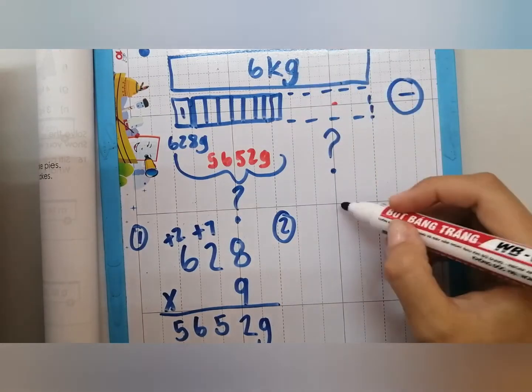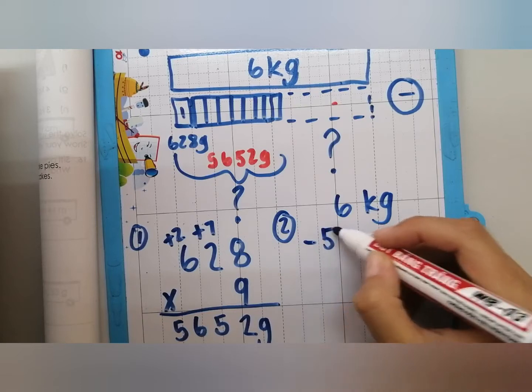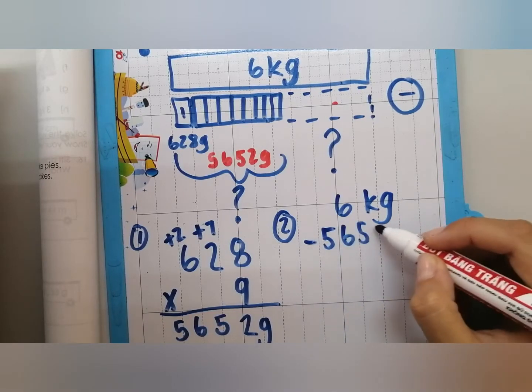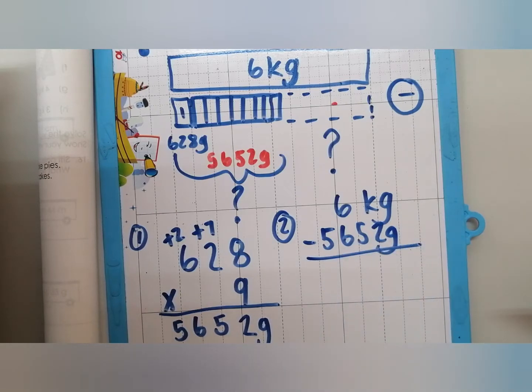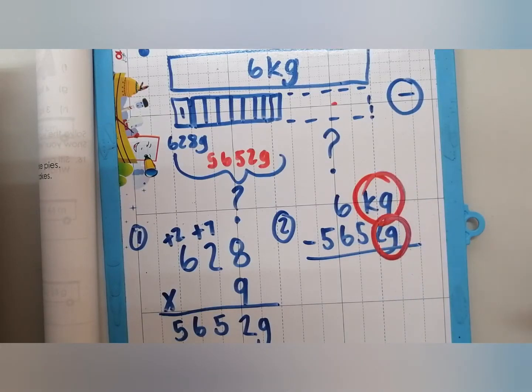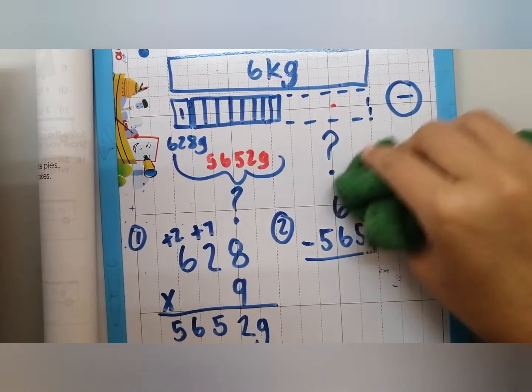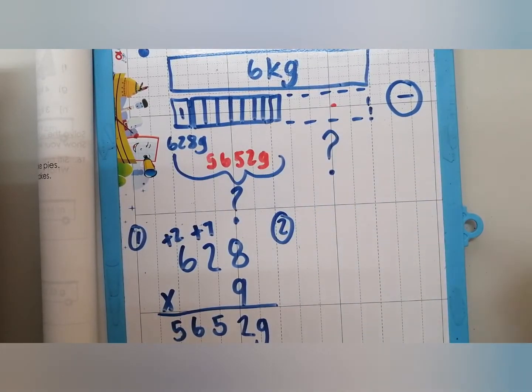So, can I do this? 6 kgs minus 5,652 grams. Can I do that? Absolutely not, because we are minusing 2 different measurements. They need to be the same always. So let's put them both into grams, so it makes it easier for everyone.